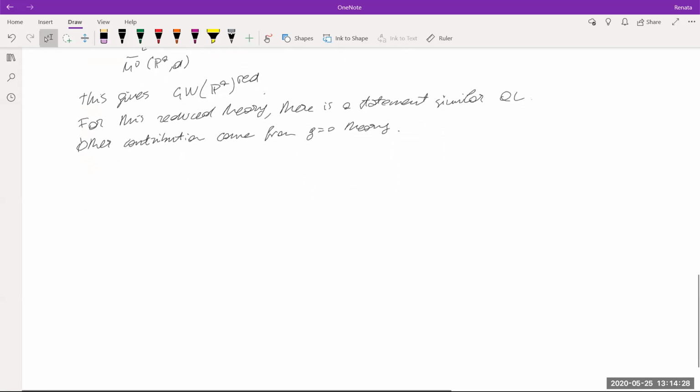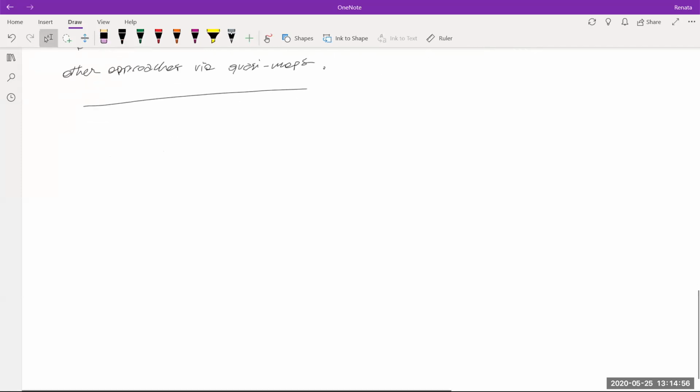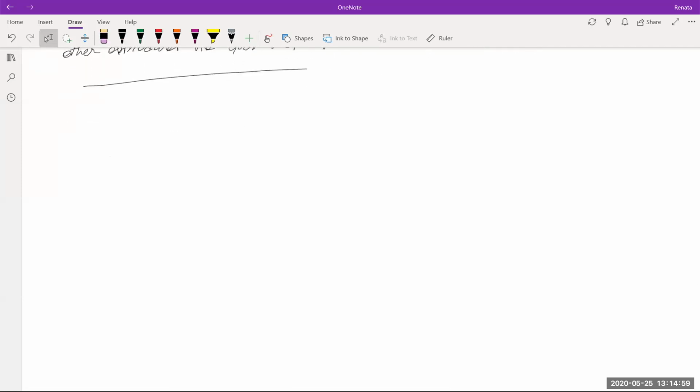There have been other approaches via the theory of quasi-maps. And in the theory of quasi-maps in genus 1, it turns out also that a similar relationship to what I called quantum Lefschetz holds. Now, for higher genus, it's hard to generalize the story. And from what I know, there are two main approaches to the all-genus computations.